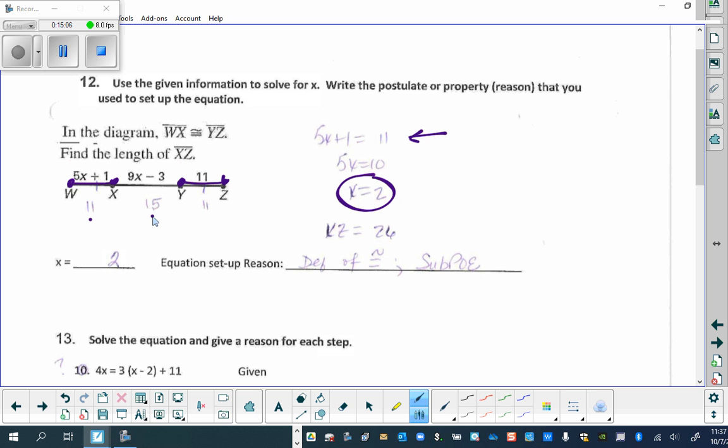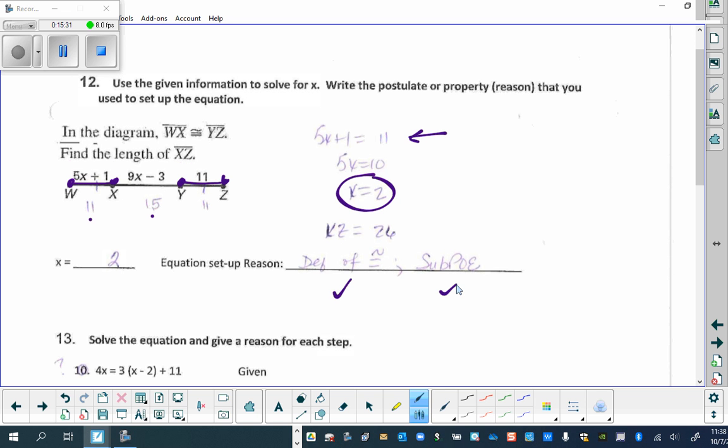And then I can go ahead and find that distance from X to Z. I know that's the segment addition that allows me to add them together. My definition of congruence allows me to set them equal to each other. And my substitution property of equality allows me to put that value for X into the expression and then simplify.